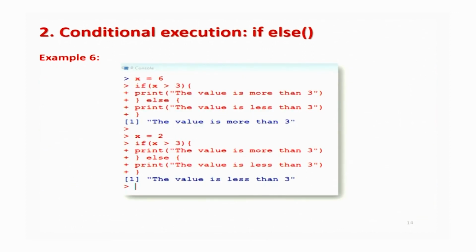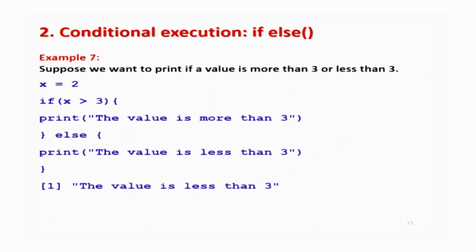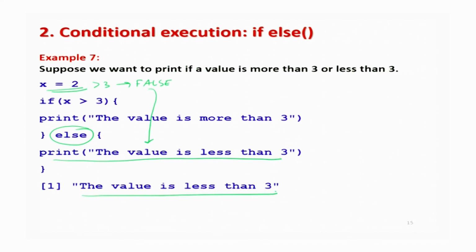And similarly, if you take one more value here, say x equal to 2, then what will happen? 2 is greater than 3, this condition here is false. When this condition is false, then you are going to print whatever is written after the else command, and it is here print "the value is less than 3", right. So, you can see here the outcome will come like this.